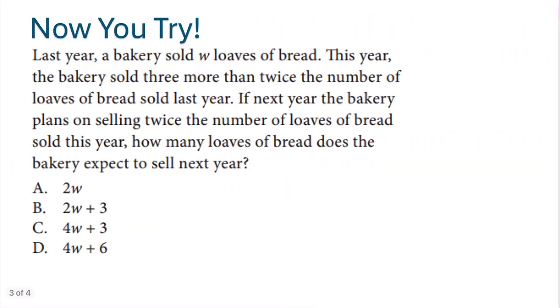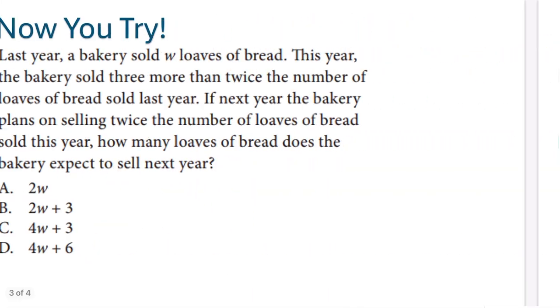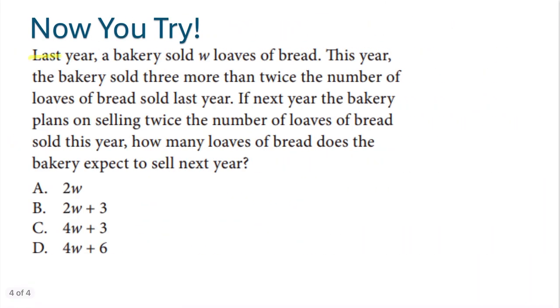So now let's try this example. You can go ahead and pause the video and try it on your own. So here it says last year a bakery sold W loaves of bread. So we know that last year was W. This year, the bakery sold 3 more than twice the number of loaves of bread sold last year. So we have our key words here. 3 more than means 3 plus. Twice means 2 times. So that means that this year, I would write the expression 3 plus 2 times last year, which was W.